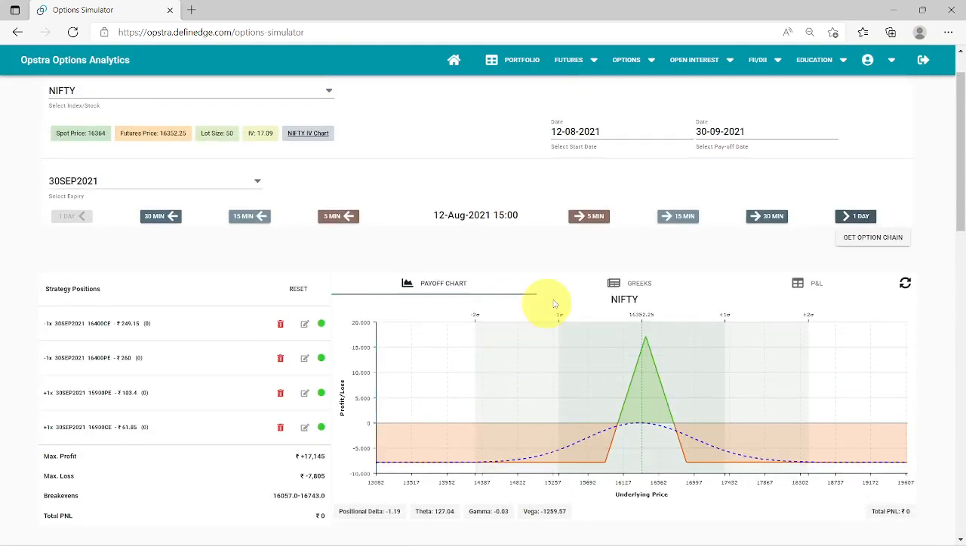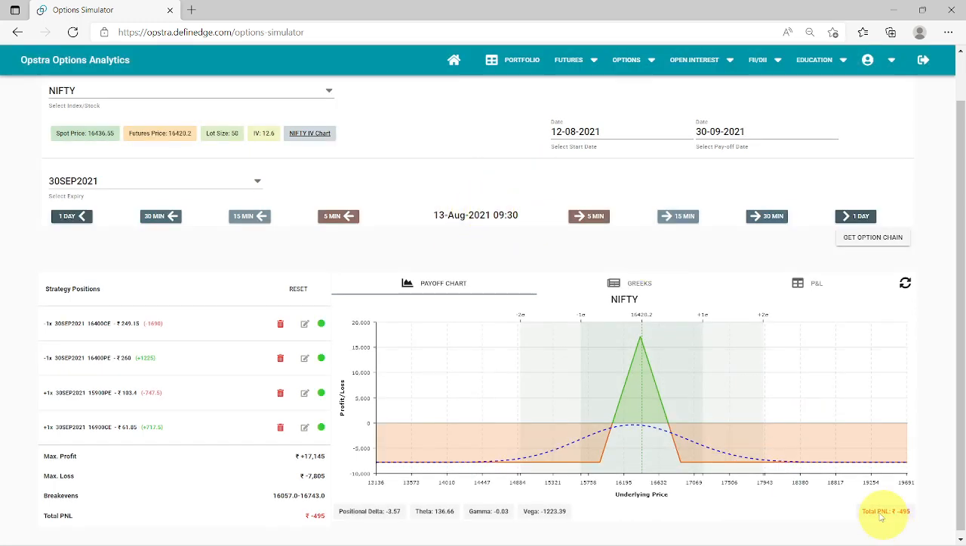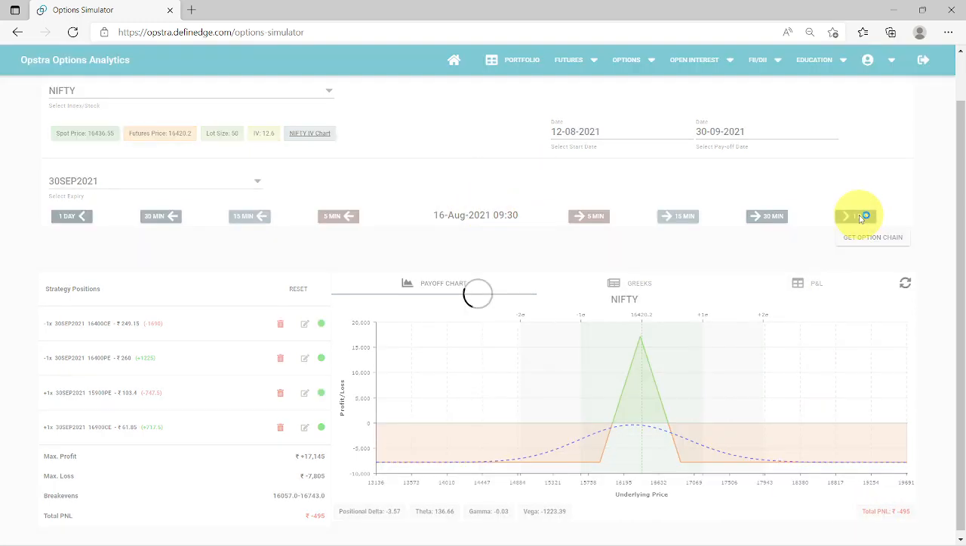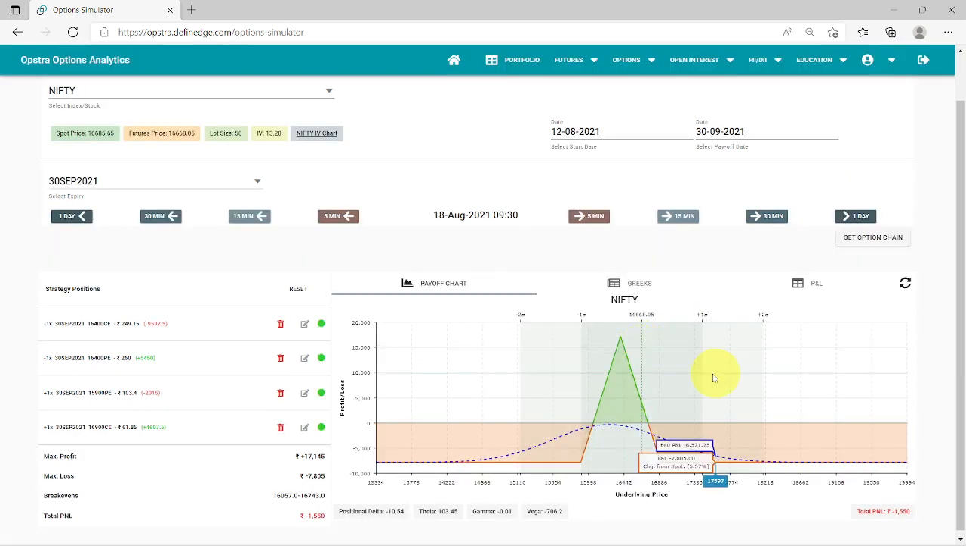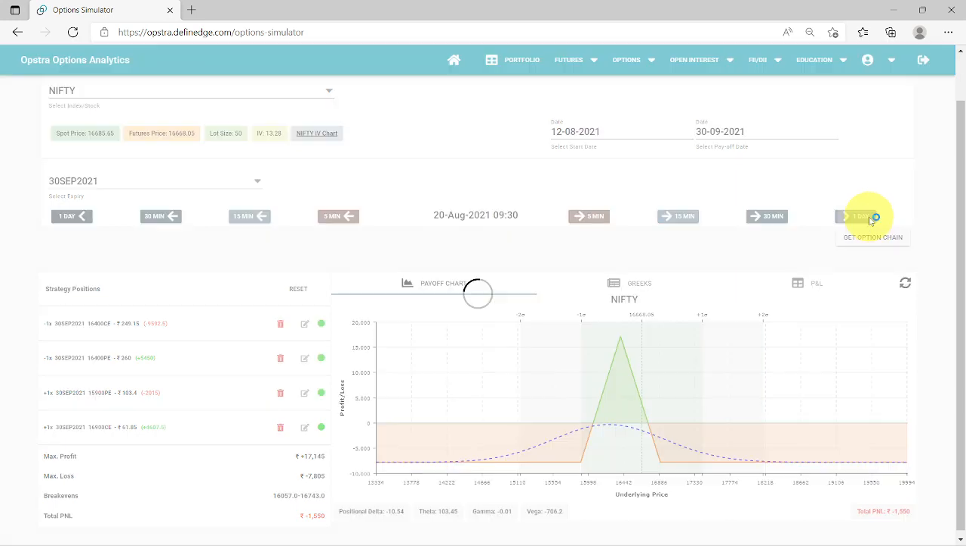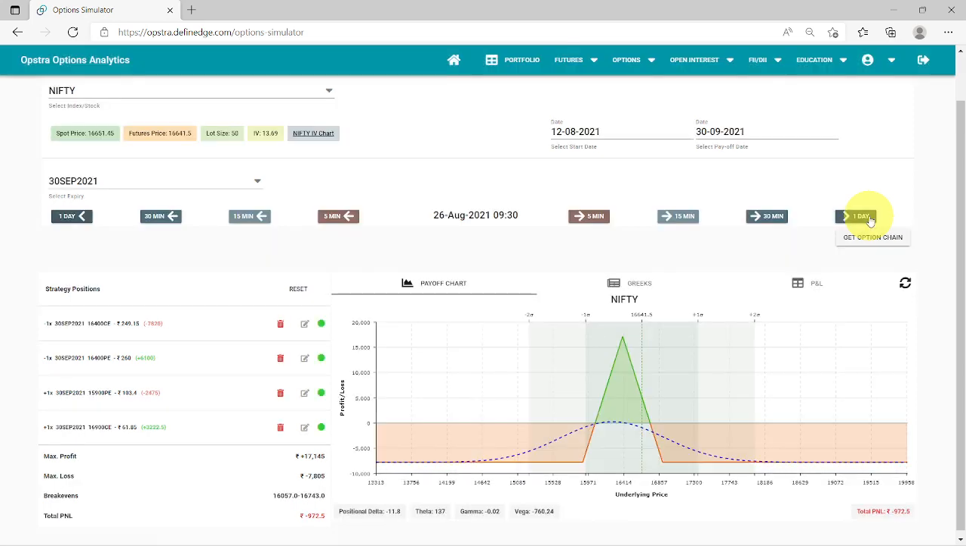This is the break even that I told you about: 16,057 and 16,743. Once this is breached, only then are we going to do any adjustment, and we'll start monitoring every day at 9:30. This is the MTM, and we'll just see how it goes every day. You can see the MTM is moving as the days proceed. This is the day where we are right now, and this small vertical line shows where the market is right now. Once this line moves into the red zone on the upside or downside, only then are we going to do any adjustments. Till now it has not moved for this month. We'll just keep watching.